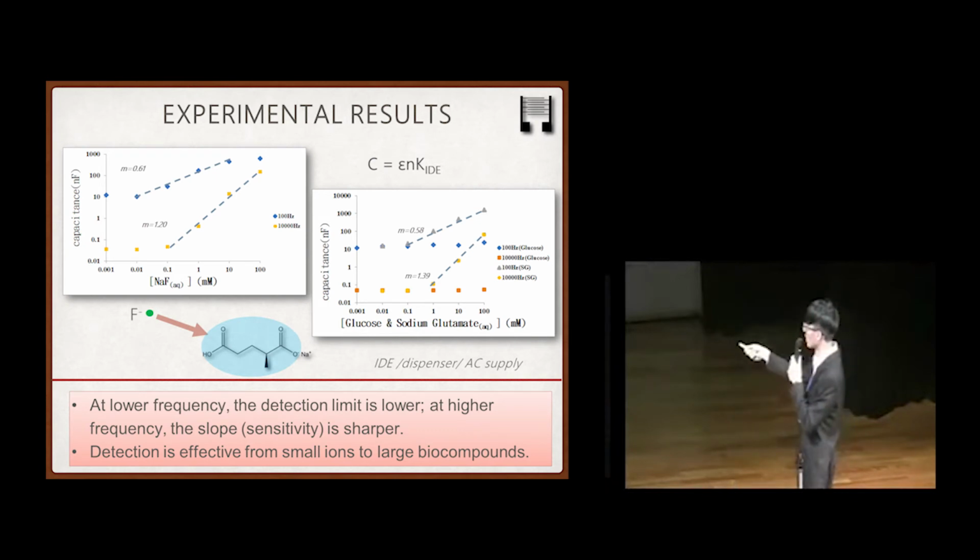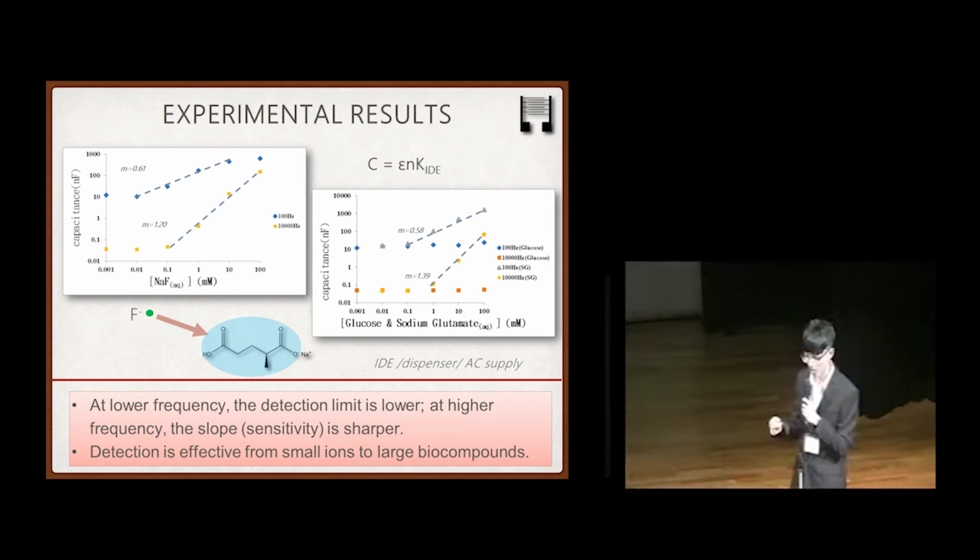So we choose sodium fluoride, and the horizontal axis is the concentration, and the vertical axis is the capacitance. When the solution is at low frequency, the detection limit is lower, but the sensitivity is not sharper than at the higher frequency. And from the small ion to the big biomolecule, it has the same trend.